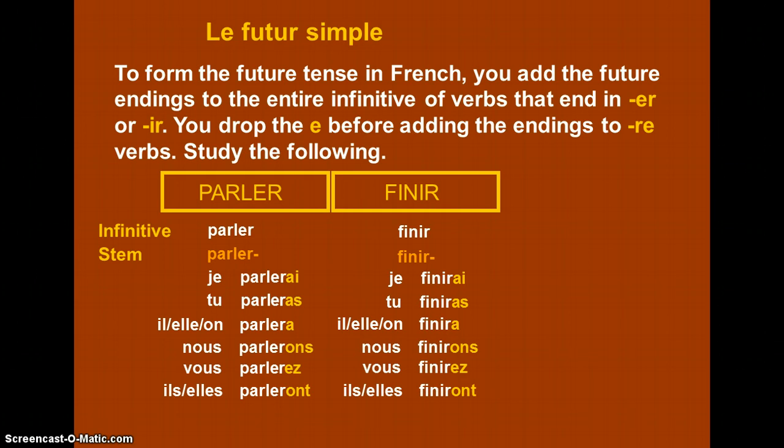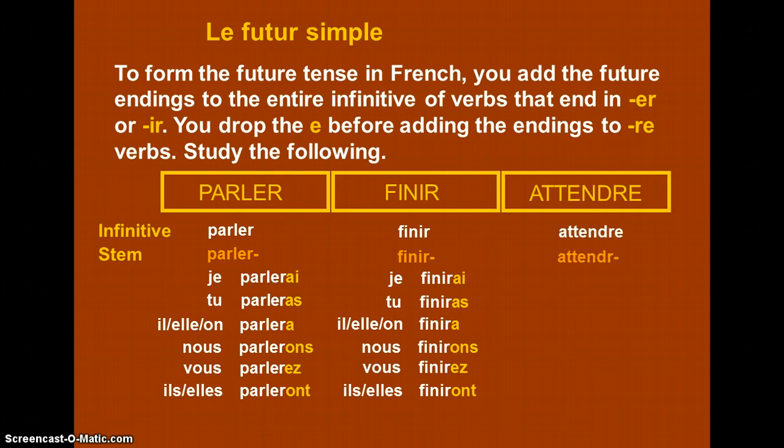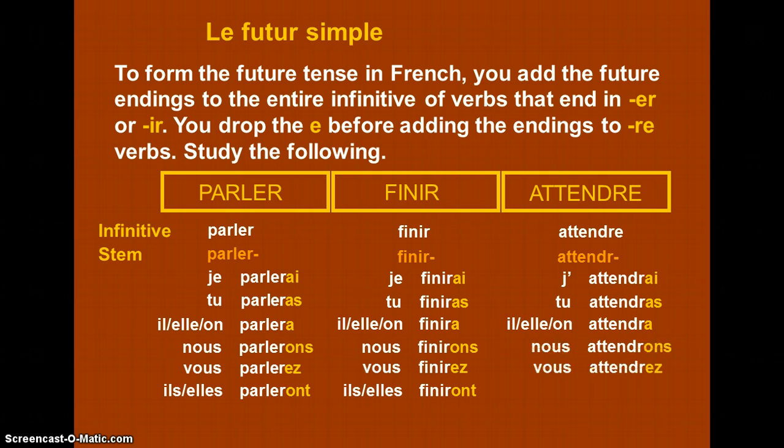And our last group of regular verbs that we're going to look at are the ones that end in re. So taking our infinitive, we drop the final e, and then we add our endings. J'attendrai, tu attendras, il, elle ou on attendra, nous attendrons, vous attendrez, ils ou elles attendront.